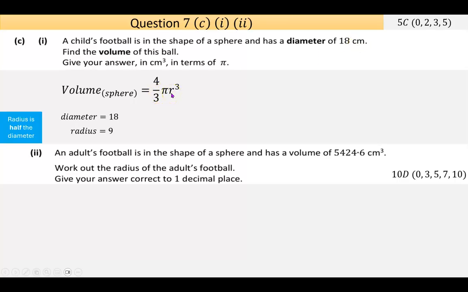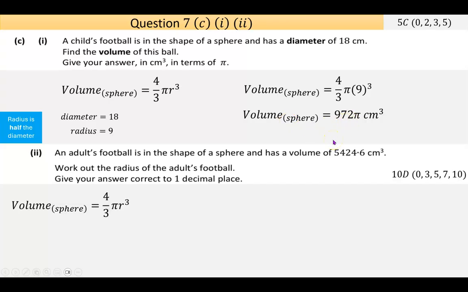But this is looking for the radius, okay, which is half the diameter. So half of 18 is 9. So 9 is what I'll input into my formula. Run that through the calculator. Okay, it'll give me an answer in terms of pi. I'm not going to change to a decimal because the question says it wants the answer in terms of pi, just slightly more accurate. And that's it.